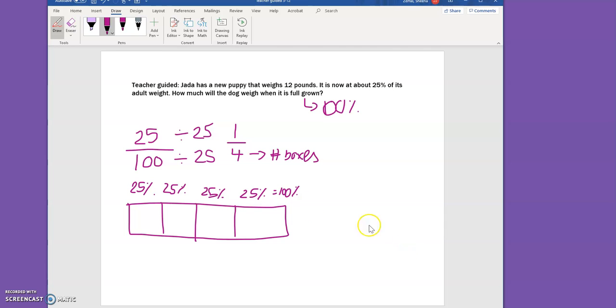In this problem, we are told that the weight is 12 pounds at 25%. So in the box underneath 25%, I fill in 12. Each of those represents the same amount of weight. And so the 100% is the total amount of all of those boxes. So 12 times 4 is 48 pounds.